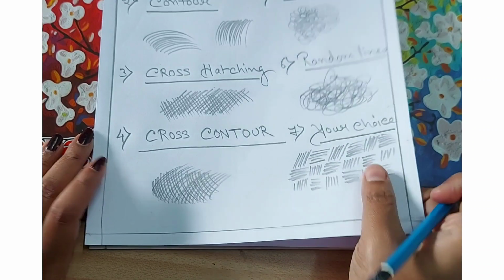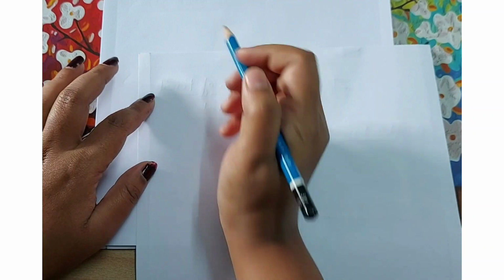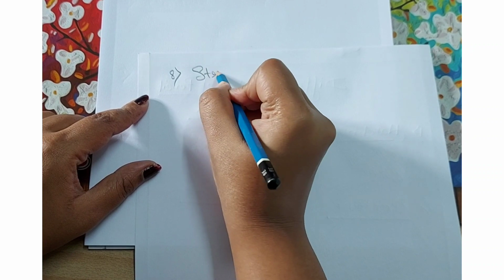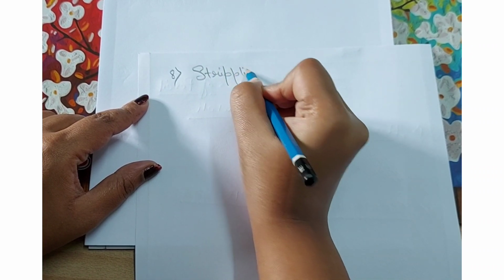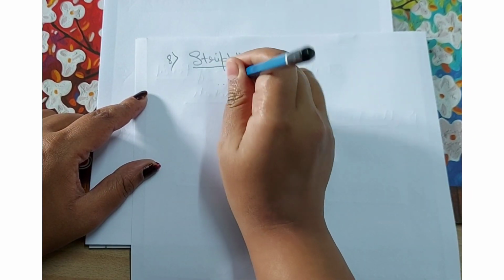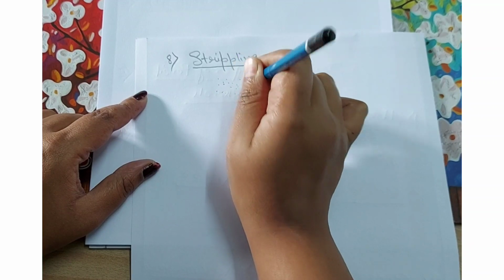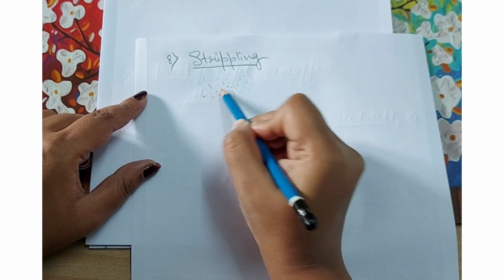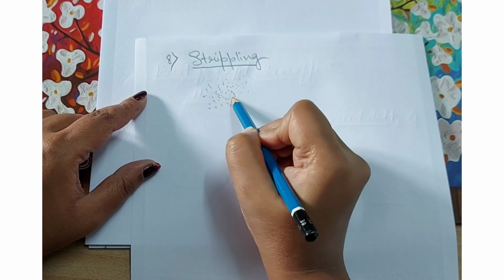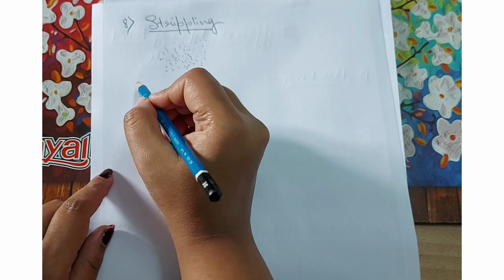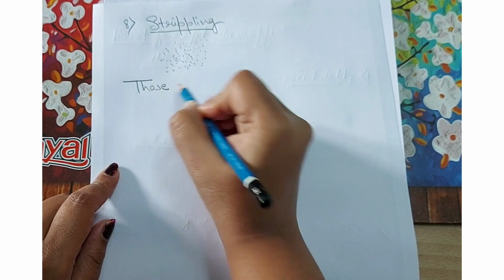Okay, now the eighth one and the last one. Basically there are 8 types. So the last one is stippling. Stippling means dots. Sorry, it's dots only, it's not dotted lines. You have to make dots. See, like this. The whole drawing you have to do with dots only. So those are the 8 types of pencil sketches.